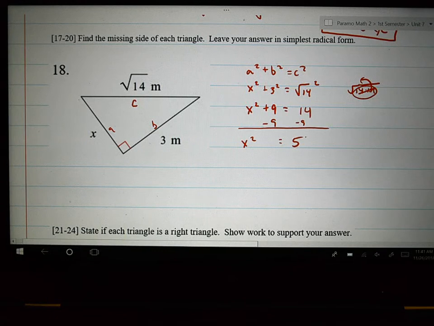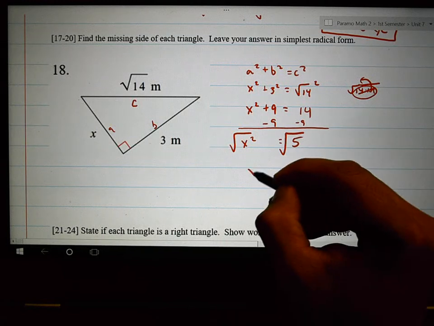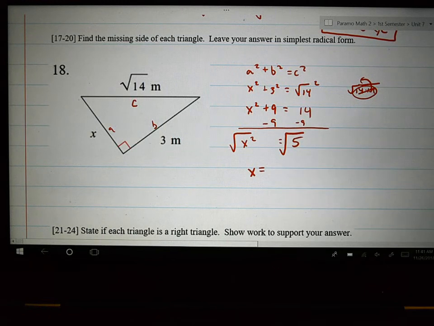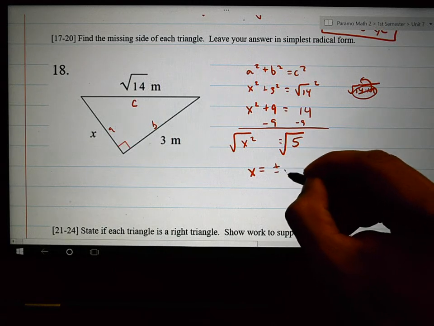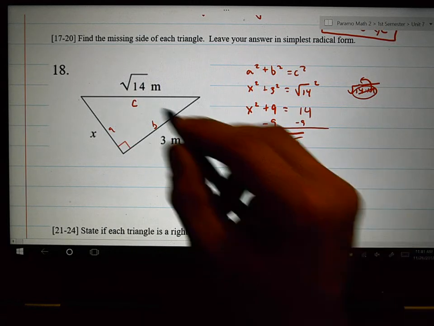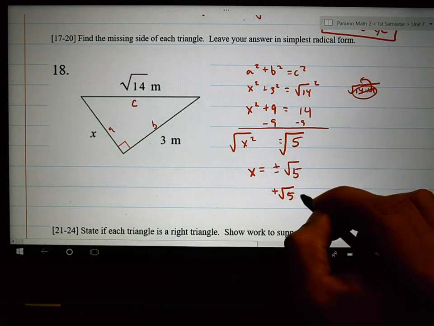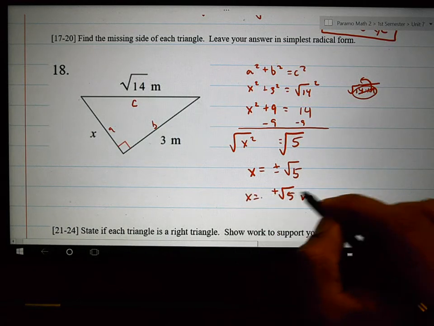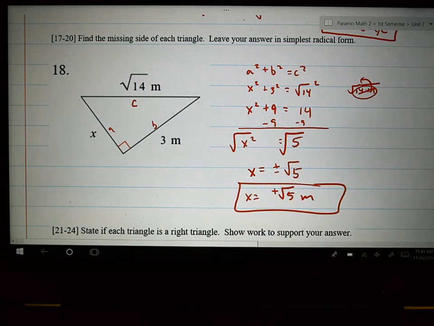To get rid of the square, we do the opposite, which is square root, square root. And when we square root a variable squared, there are two possibilities, a positive and a negative, but we only care about the positive value since we're talking about a positive distance. It is root 5 meters. Root 5 meters. So our answers are just going to be in these radicals that we're using.